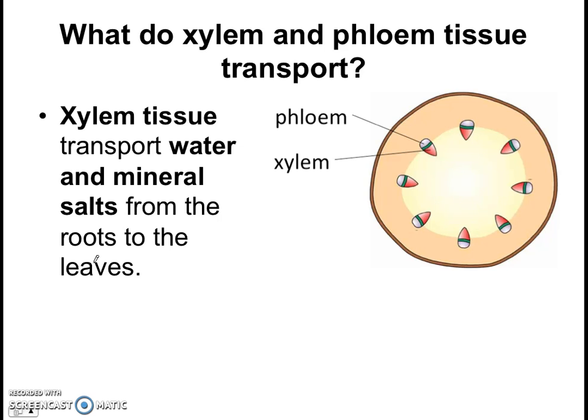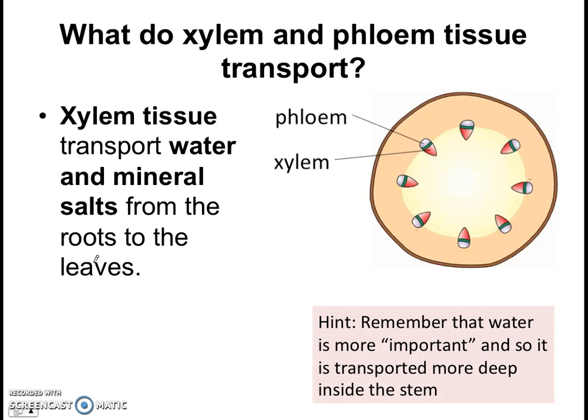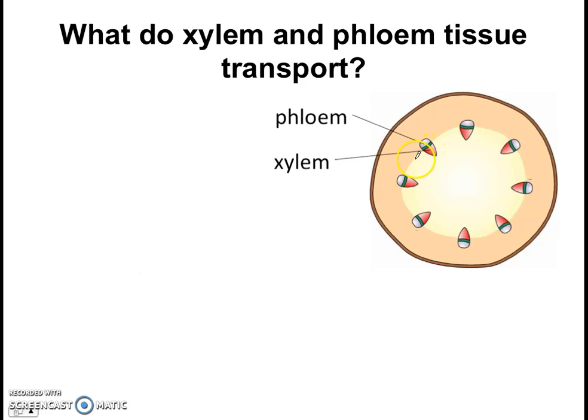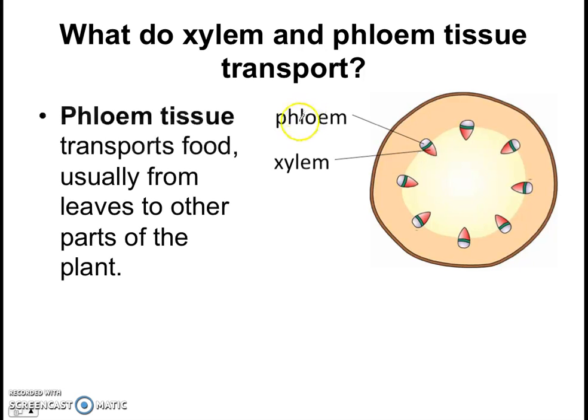So one helpful way that I find to remember this is that water is more important, right? Sort of more important than food. So it is transported more deep inside the leaf, right? So the xylem, which transports water and mineral salts, is more inside the leaf. Now on the other hand, the phloem tissue transports food, and that is usually from the leaves to the other parts of the plant. So the phloem, which is on the outside of the vascular bundle, transports food.